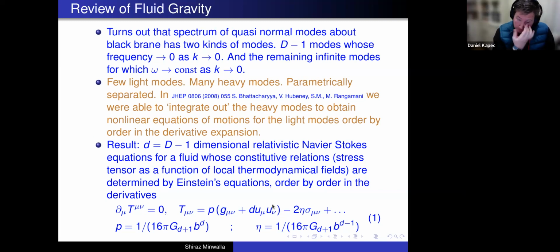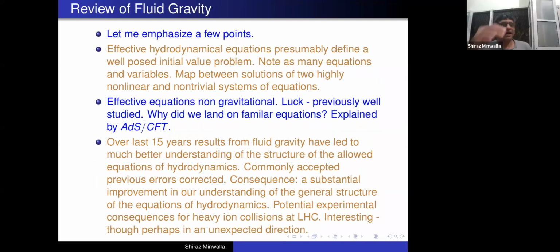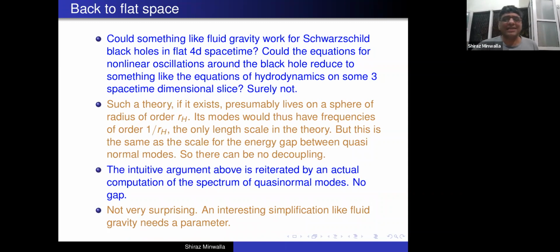Okay, great. So I've reviewed the story to give you motivation for the newer expansion I'm going to talk about, namely the expansion in a large number of dimensions. So one could ask, could something like fluid gravity work for Schwarzschild black holes in flat four-dimensional spacetime? Could it be that the equations of nonlinear oscillations around the black hole reduce to something like the equations of hydrodynamics on some three-dimensional spatial slice? And if you ask this question, the first response that occurs to you is surely not.